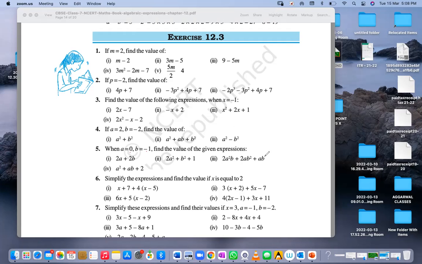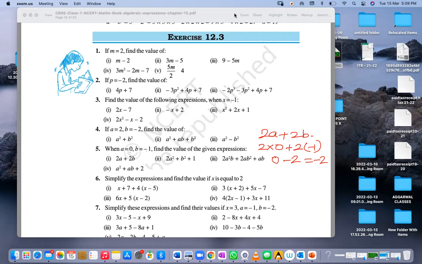A is 0, B is -1, and 2A plus 2B is to be evaluated. So 2 multiplied by 0 plus 2 multiplied by -1. Any number multiplied by 0 is 0 only. And a positive number when multiplied by a negative gives a negative, so 2 times -1 is -2. So the answer is -2 only.